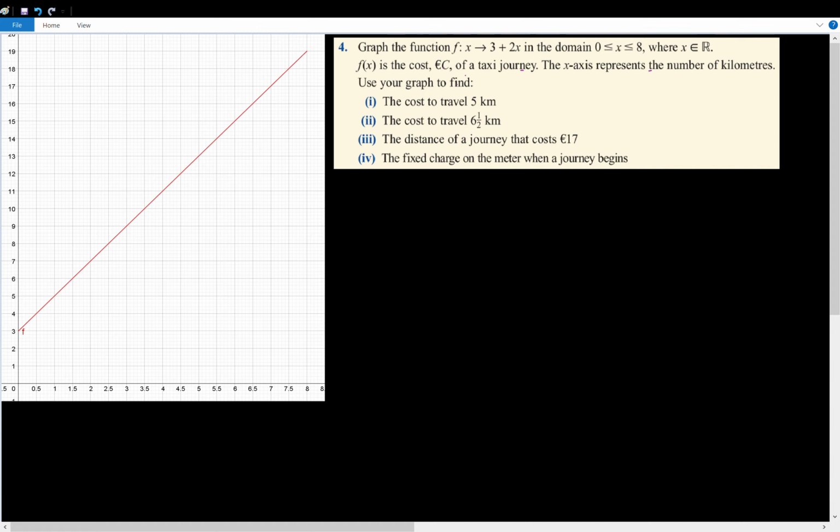But had we not already got the graph shown, the way we would graph it is we look at the function first. Because there's no x squared in it, it means this is going to be a line. So when you're graphing a line, you only need to find 2 points on it. So the way we do that is we use the end points of our domain, 0 and 8. So we're going to have a little table going like this.